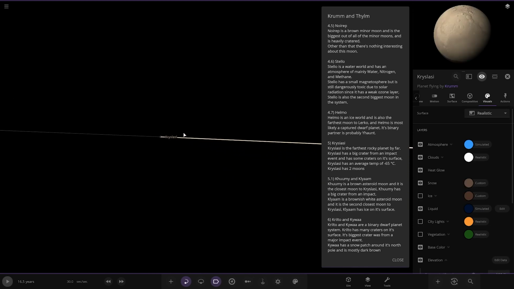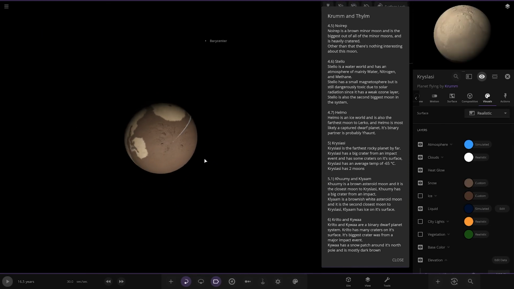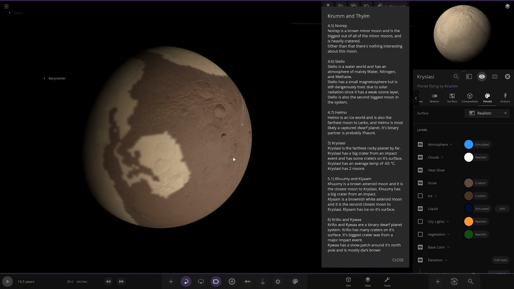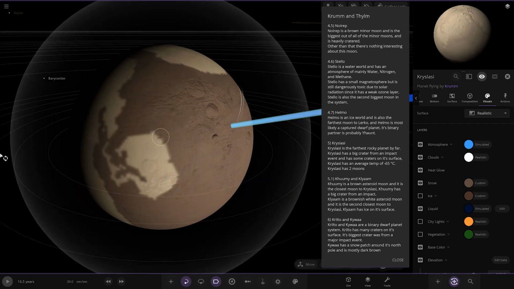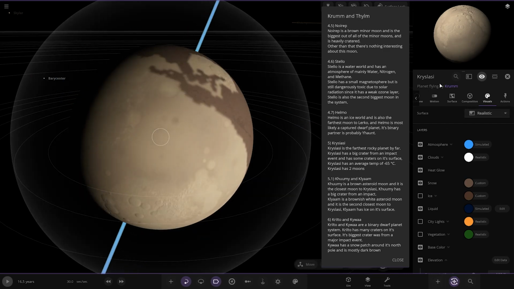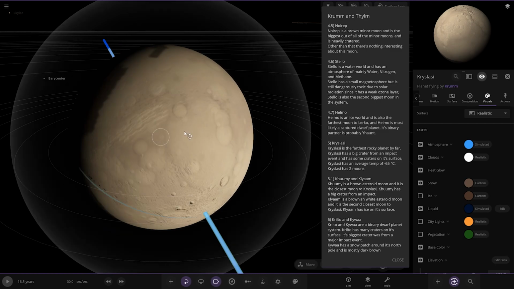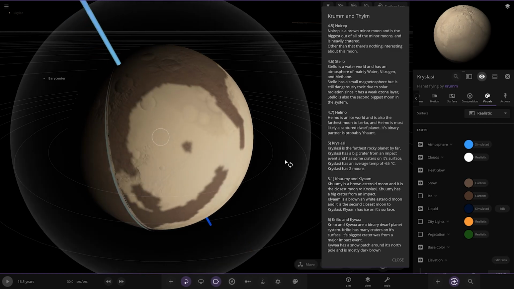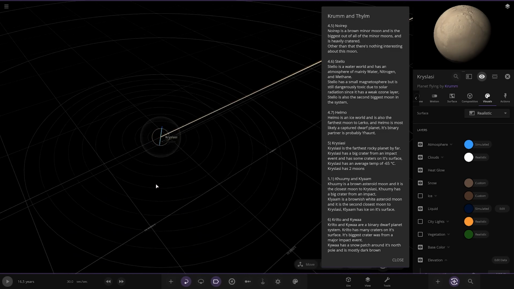This one? Krylassi, over here. It's the furthest rocky planet by far. It has a big crater from an impact event and some craters on its surface. It has an average temperature of minus 65 degrees and has two moons. There's that big impact crater. Probably this area here, I'm guessing. Oh, yeah. Okay. Nice.